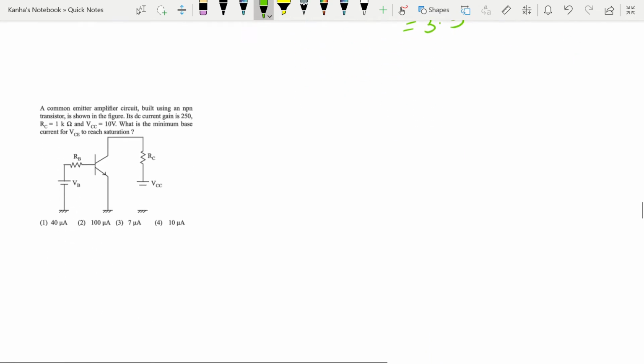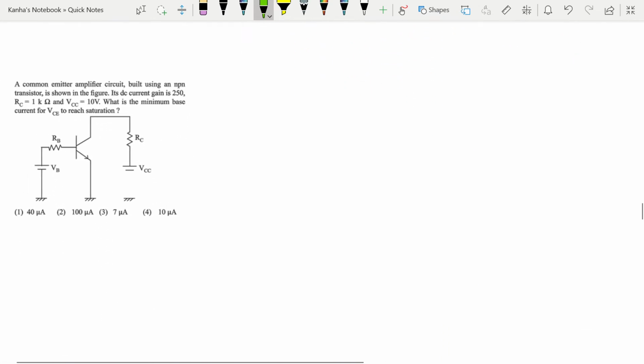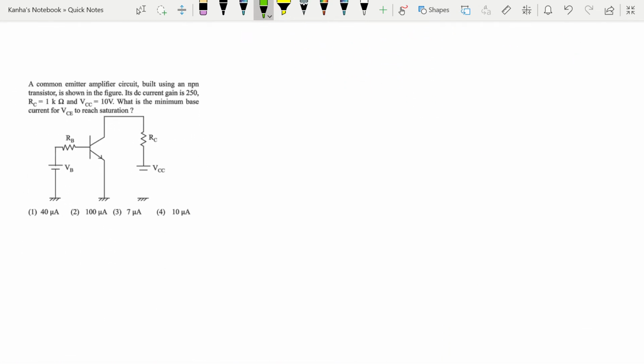Now let's look at one more problem so that all the concepts are clear. A common emitter amplifier circuit built using an NPN transistor is shown in the figure. Its DC current gain is 250. So DC current gain, which is beta, is equal to 250. And RC is equal to 1 kilo ohm. RC is given to you and VCC is given to you. What is the minimum base current for VCE to reach saturation?